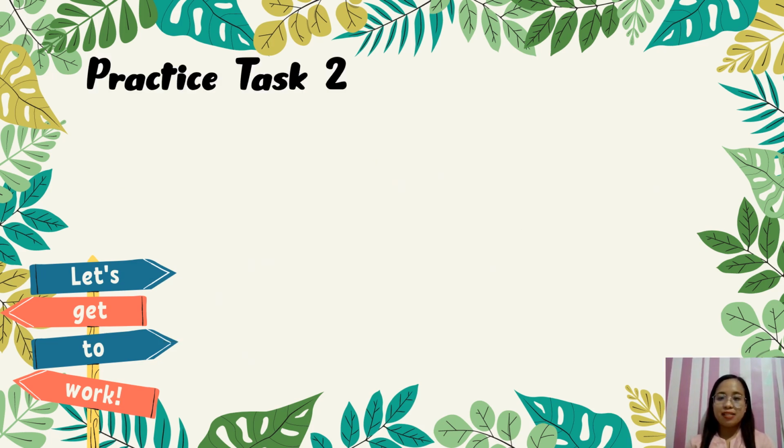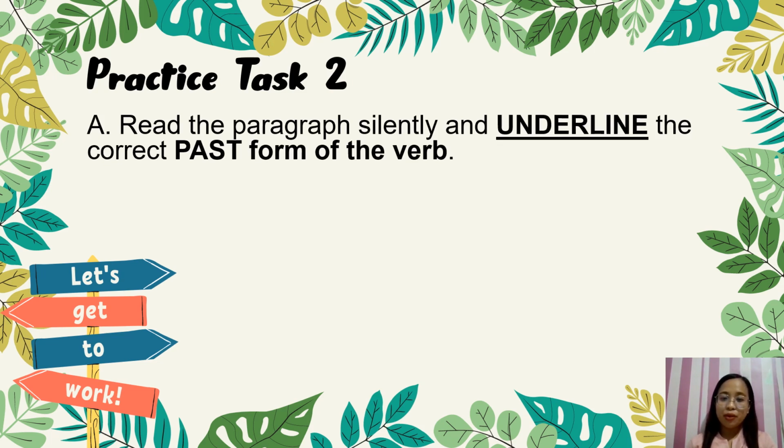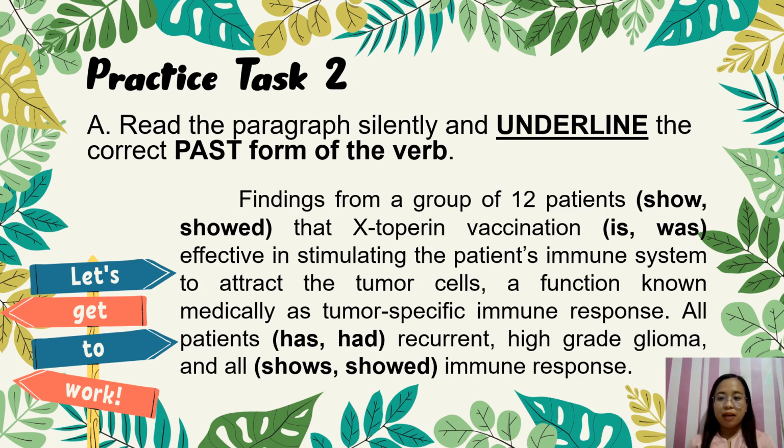Right, next, let's have practice task number 2. Kung tapos na kayo sa practice task number 1, dito naman po tayo sa practice task number 2. You're going to read the paragraph silently and underline the correct past form of the verb. Babasahin mo na yung paragraph, at pagkatapos nun, underline nyo kung alin yung tamang past form dito sa mga pilian. Yan, yung nasa close and open parenthesis. Answeran na lang po dyan sa inyong learning activity sheets. Okay, you can do it, class. Read the paragraph silently. Very good.